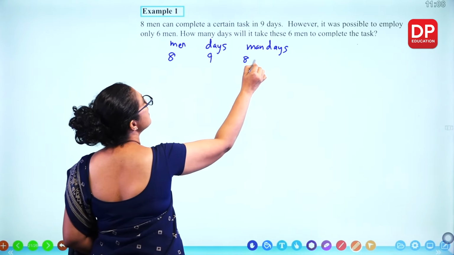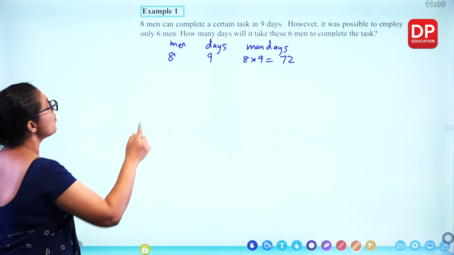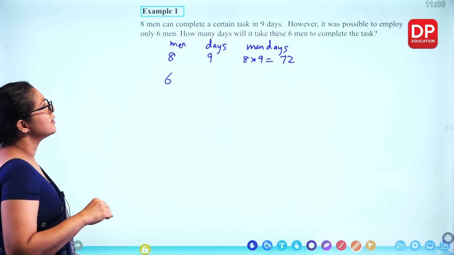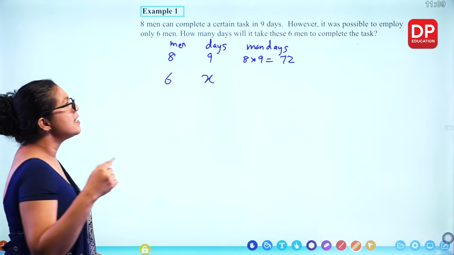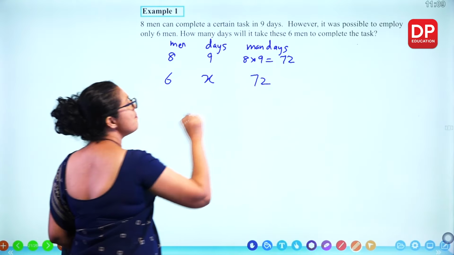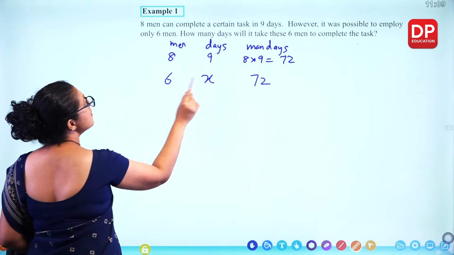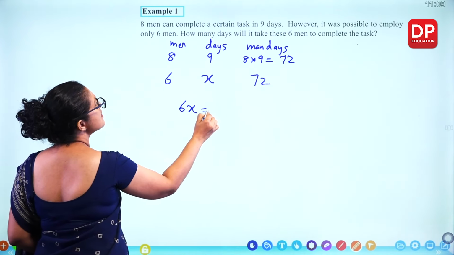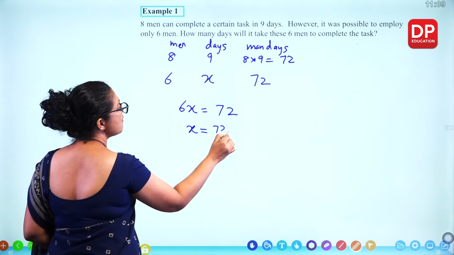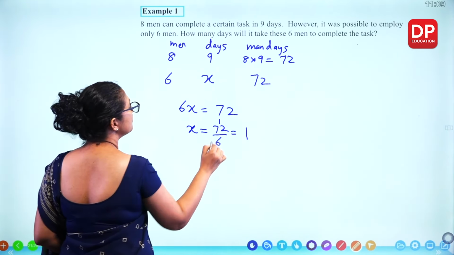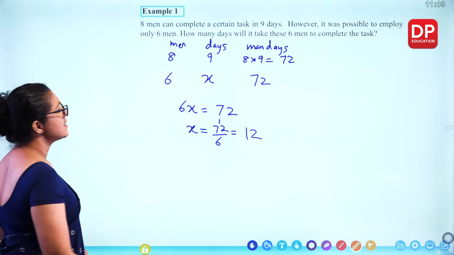8 times 9, 72. But now only 6 men can work. So we need how many days to complete that work? But you get the same number of man days. So we can use the algebraic method and write down 6x is equal to 72. x equals 72 divided by 6. You need 12 days to complete the task.